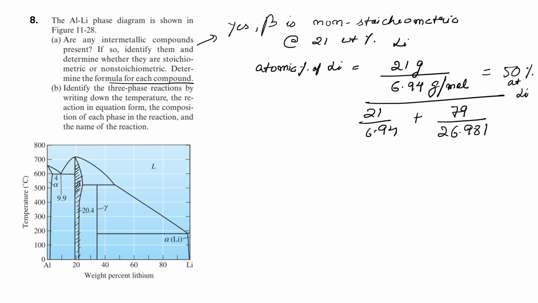Okay. So this will give us a formula of AlLi, 50-50, right? So second, we have a compound that's gamma, which is stoichiometric.